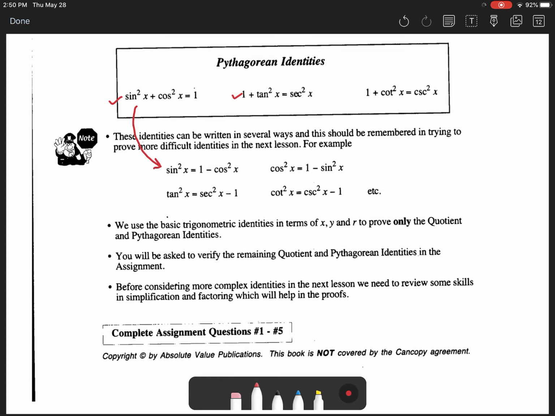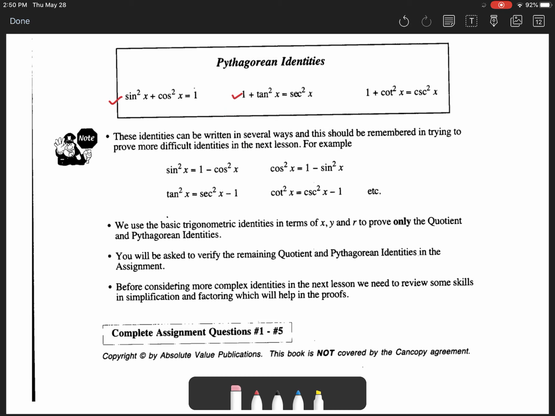So you can see that if I start up here at sine squared of x plus cos squared of x equals 1, other forms of that identity might be like this. Sine squared of x could be equal to 1 minus cos squared of x. Or from that as well, you could say cos squared of x is 1 minus sine squared of x. Those identities are derived from that original identity of sine squared of x plus cos squared of x equals 1.